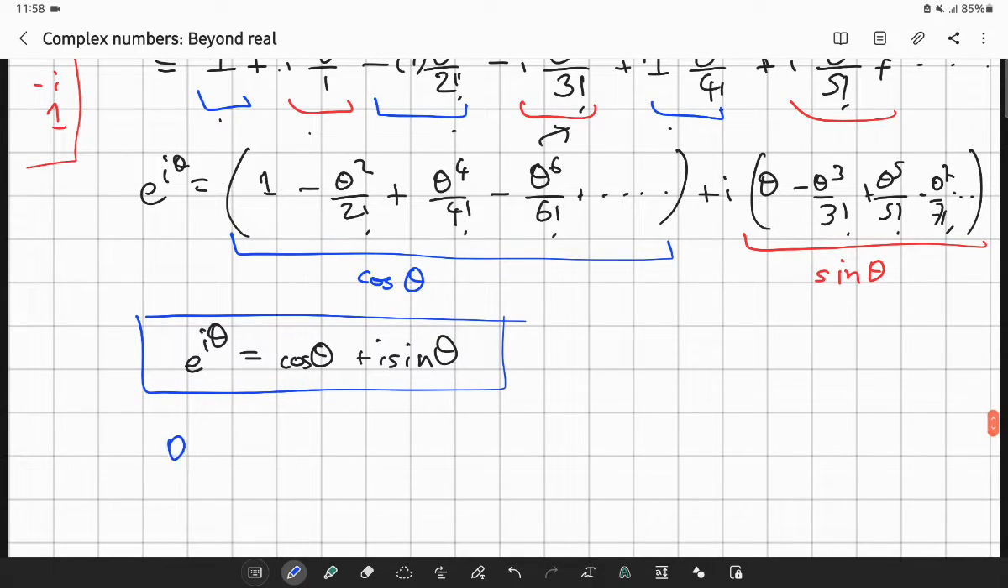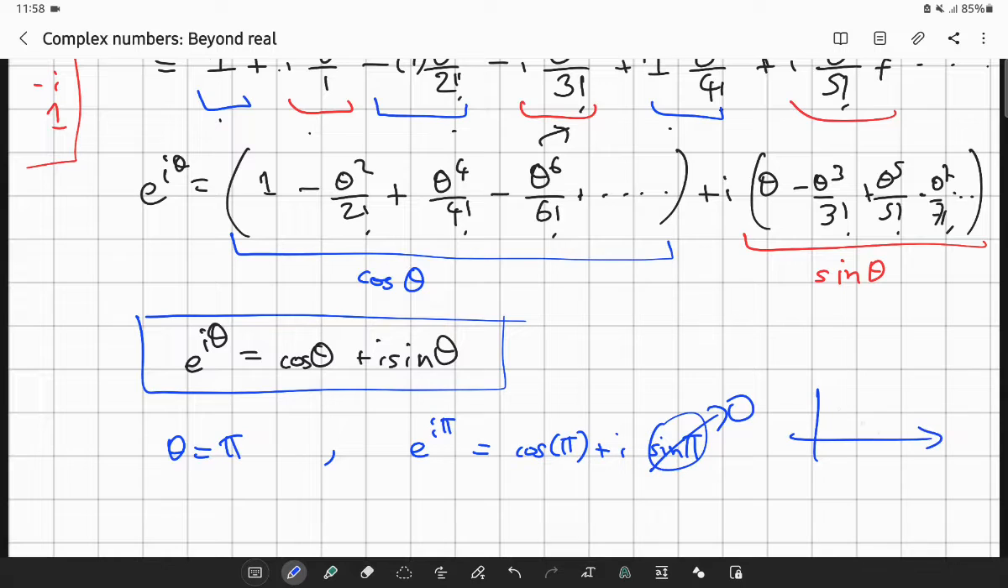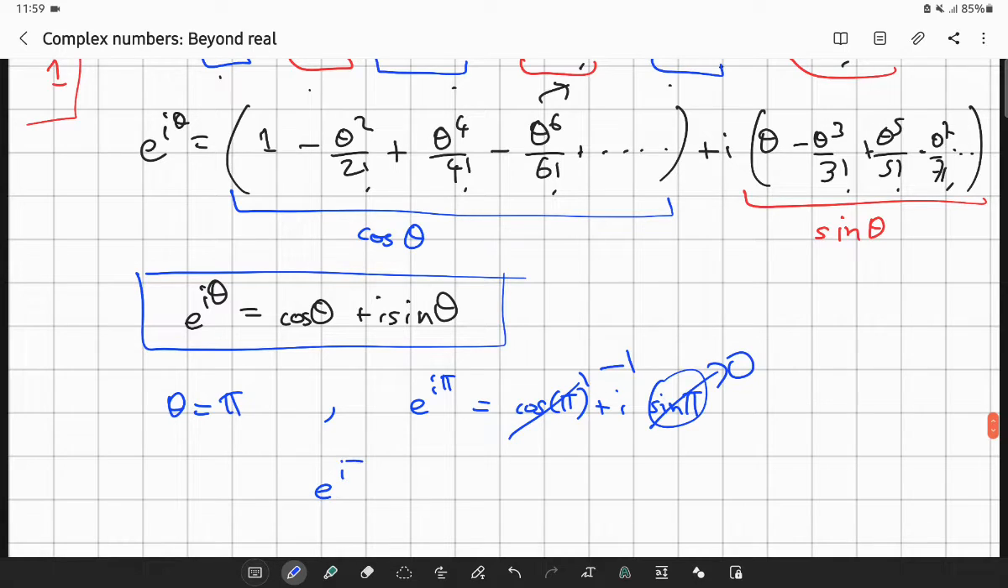Now, if I take theta equals pi, what will I get? e raised to i pi equals cosine pi plus i sine pi. Sine pi is 0. Cosine pi is minus 1. If you do the graph, this is pi over 2. This is minus 1. So cosine pi is minus 1, and I'll have e raised to i pi plus 1 equals 0.